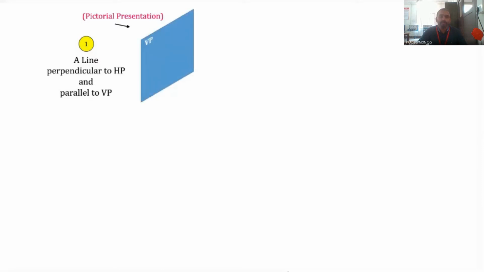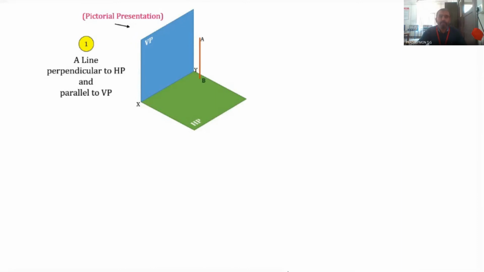So now let's see one of the conditions, that is a line perpendicular to HP and parallel to VP. I have already shown it in 3D, but let me show how it can be represented pictorially as well as two-dimensionally. So this is VP, we already know how it looks, and this is HP, and this is the XY line, and here is the red line that is under consideration. We consider this line which is perpendicular to HP and parallel to VP.